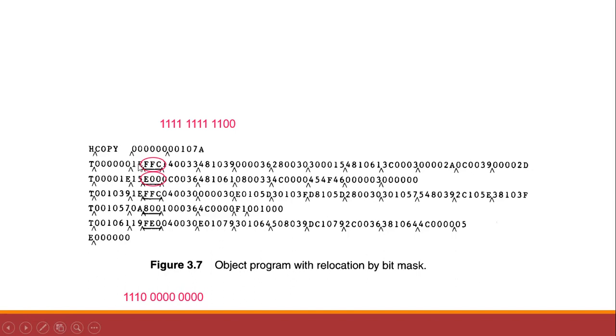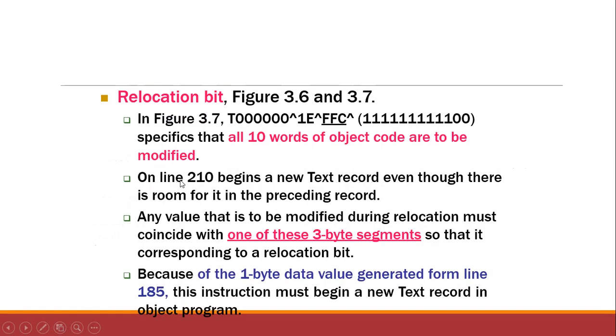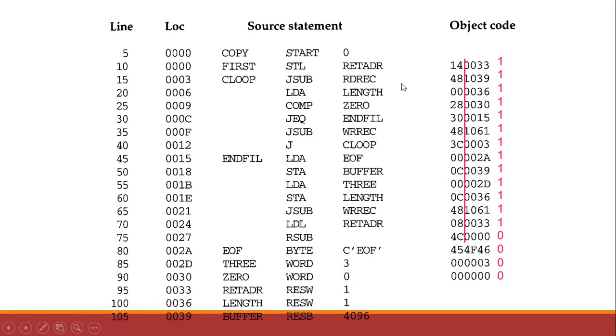That is the length of this text record, so 1E. Now this is a 12-bit relocation bit mask. So FFC, why is it FFC? Here you are combining the modifications from here to here, from line number 10 to line number 55. So these object codes are written in the first text record.